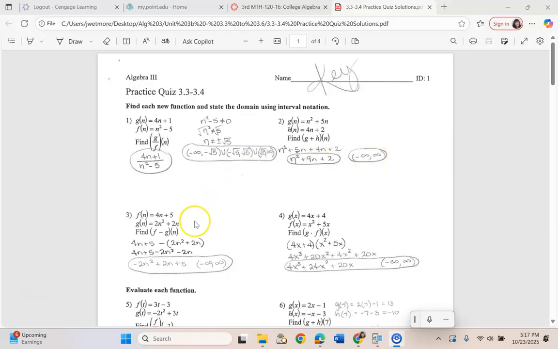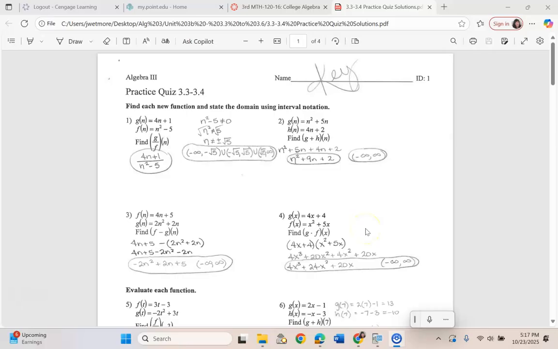All right, then look at number 3. So for number 3, we're subtracting. So I'm going to take f of n, 4n plus 5, and subtract from that g of n, so 2n squared plus 2n. So remember that negative is going to be distributed through the parentheses. It's going to change the sign of everything that came after it. So a positive 2 becomes a negative 2, and a positive 2 becomes a negative 2. And again, we'll just combine any like terms we have. So 4n minus 2n gave us 2n. And again, this was a polynomial, no fractions or radicals, so our domain was all real numbers.